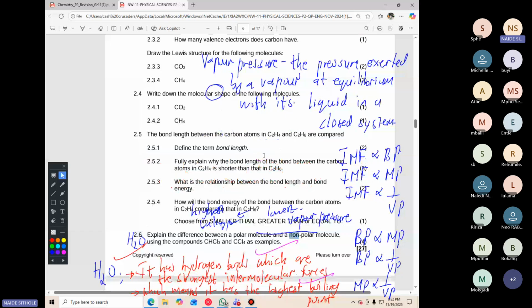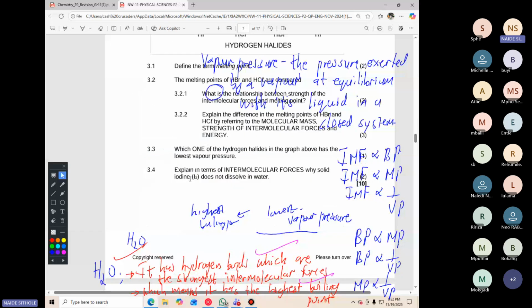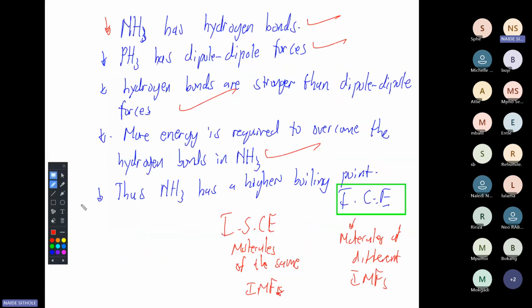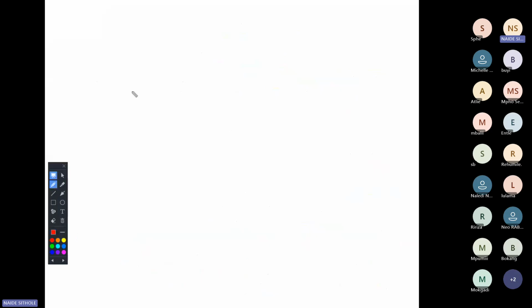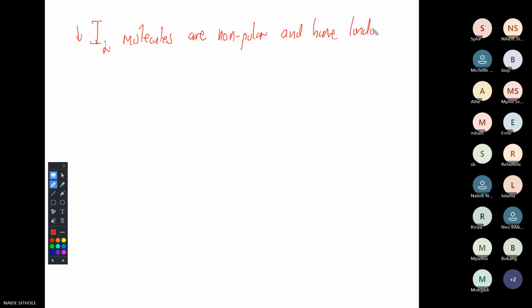We said, yes, explain in terms of intermolecular forces why solid iodine does not dissolve in water. And then how do we respond to that? So we will answer it like this. I2, which is iodine, I2 molecules are nonpolar and have London forces.